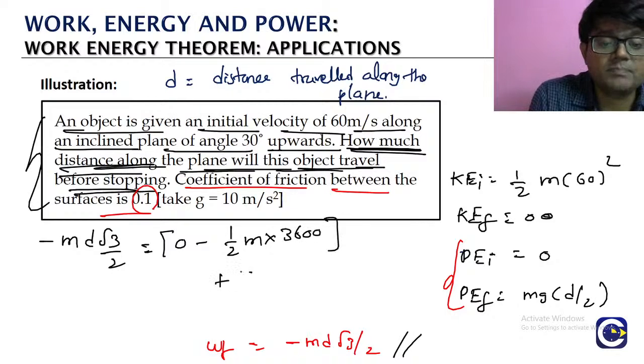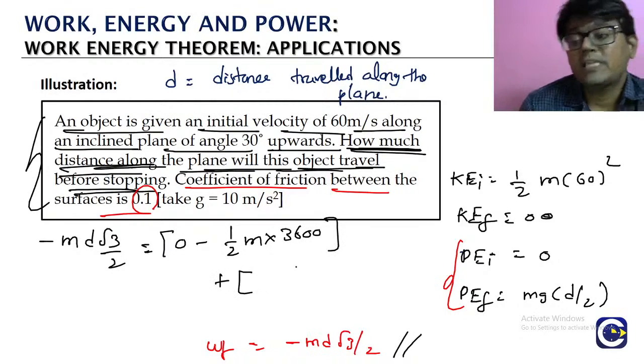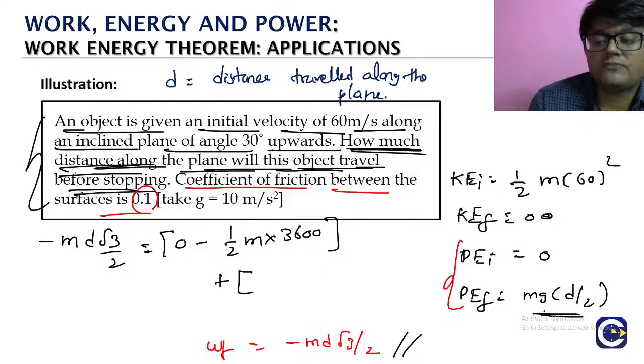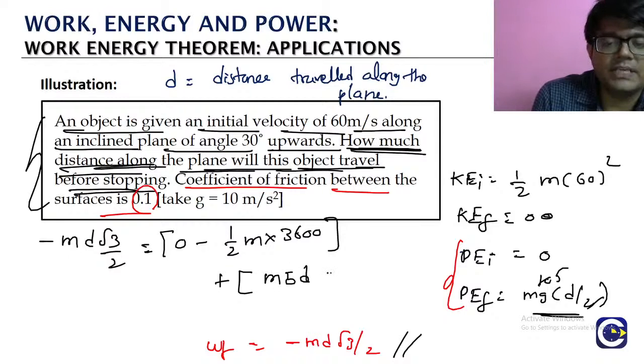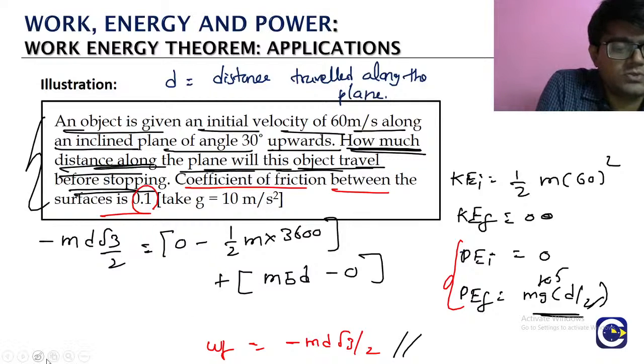3600 plus change in potential energy, which is what? Final potential energy minus initial potential energy. Here we will substitute the value of g as 10. So what is it? m into 5 into d minus 0, since the initial potential energy is 0. So this is the final equation.